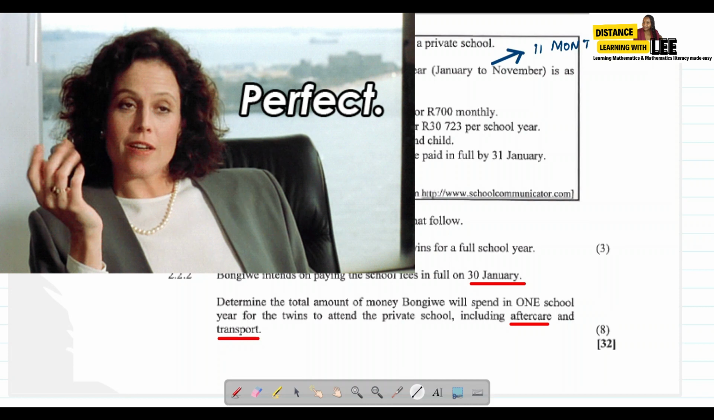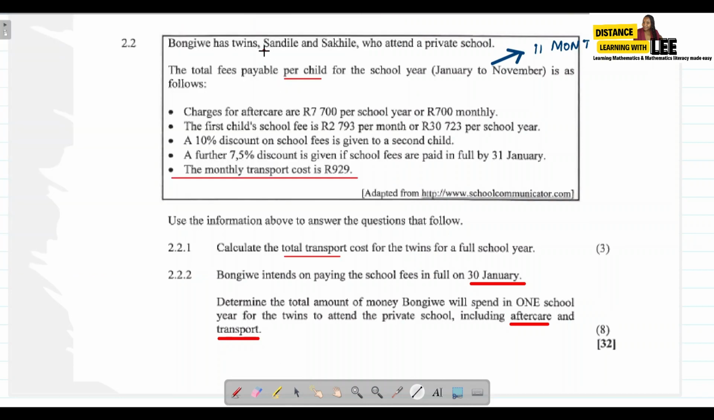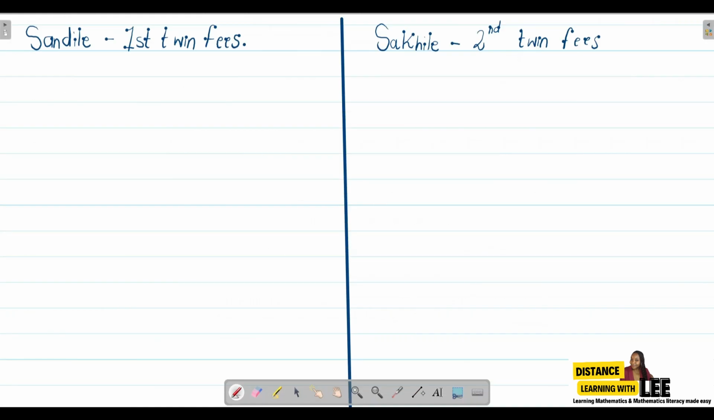So we're going to start off with Usandile. We're going to say that Usandile is the first twin, and then we're going to go over to Usakile, and I'm going to say that he is the second twin. Okay, so let's get started. Right, so Usandile is the first twin and Usakile is the second twin. I'm just doing this so that you are able to follow and see what is going on here, right? So we're going to start off by calculating the fees for Usandile. Okay, so let's have a look.